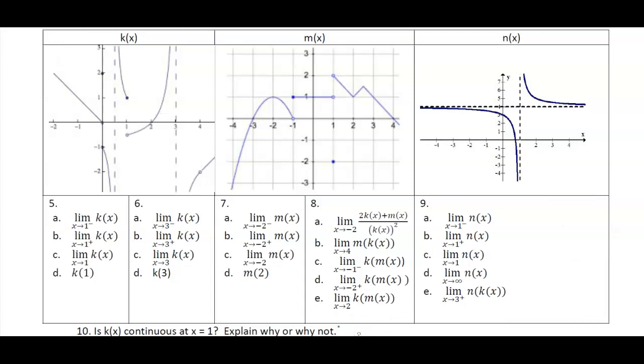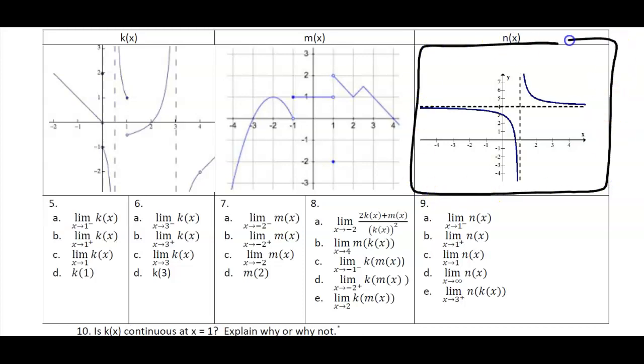Let's go ahead and take a look at number 9 here. So now we're going to look at the n function. As you guys can see, we're approaching 1 from the left. So if I'm approaching 1 from the left, that's what this would look like here. So that's a negative infinity. And if I'm approaching 1 from the right, that's a positive infinity. And once again, since the signs don't match from the left and right, we're just going to say it does not exist for the final limit there.